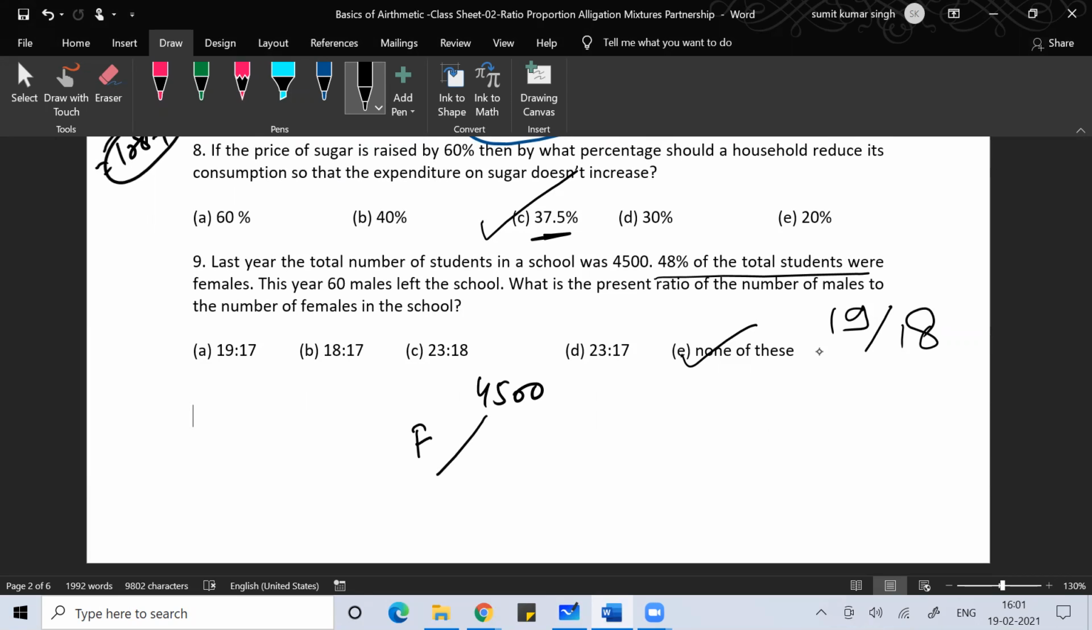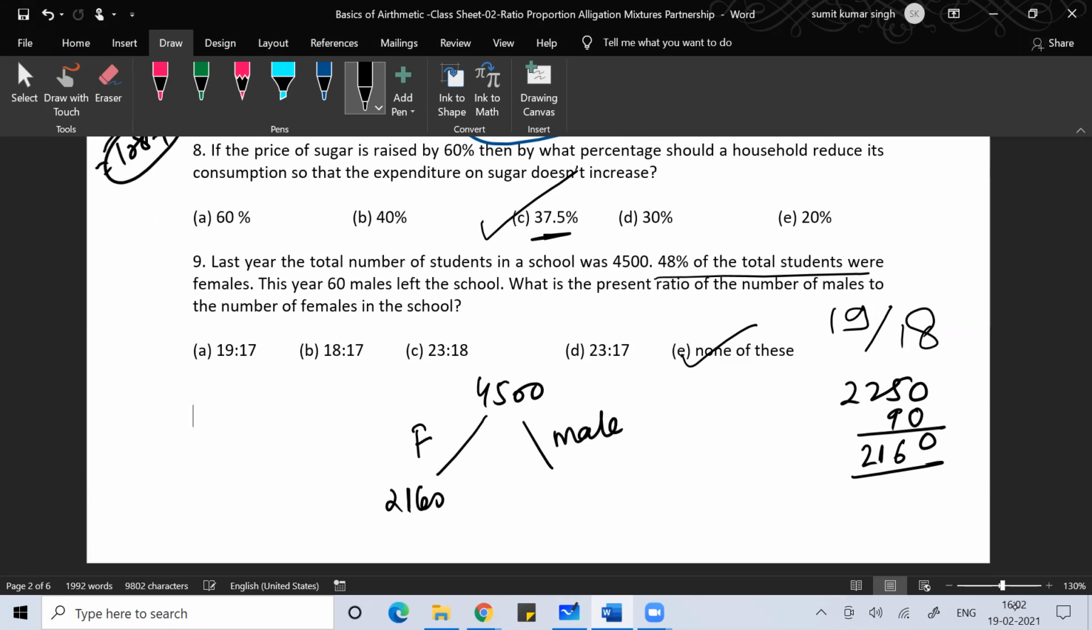Do half: 50 minus 2. 50% is 2250. 1% is 45, so 2% will be 90. If you subtract 90, you will get 2160. The number of female is 2160.